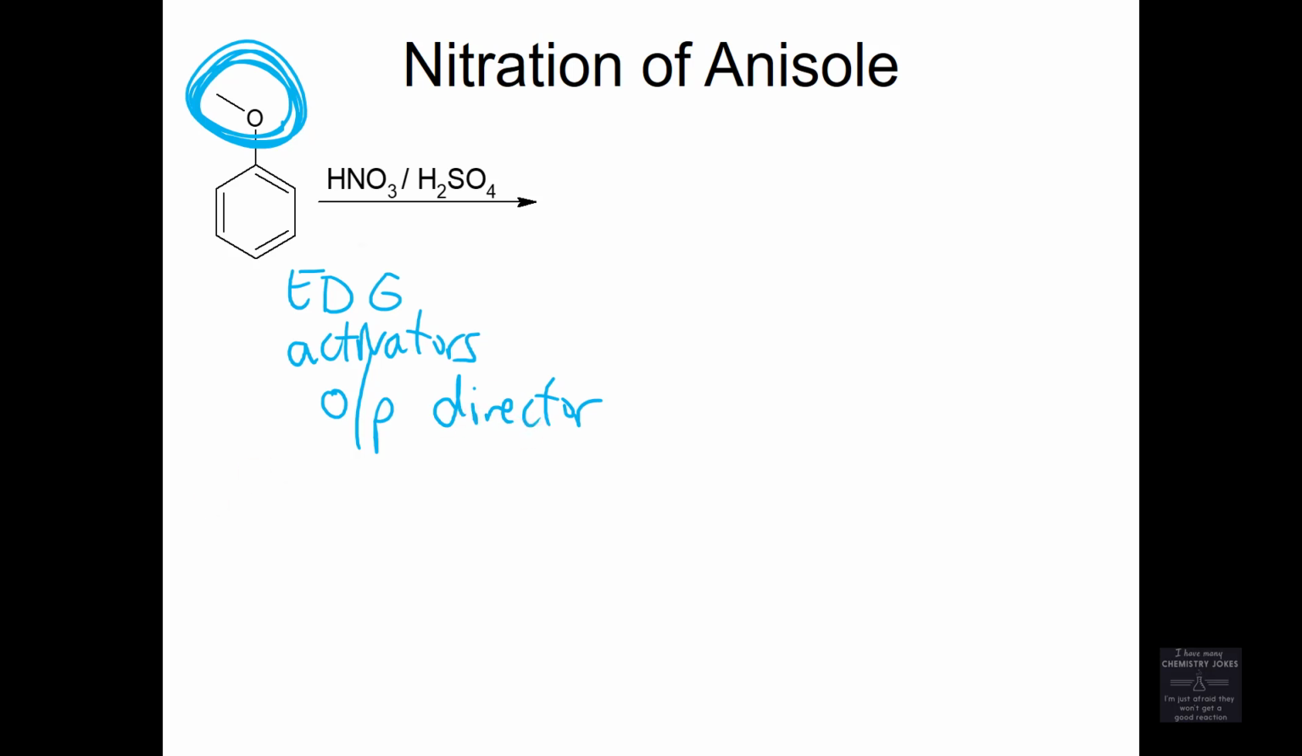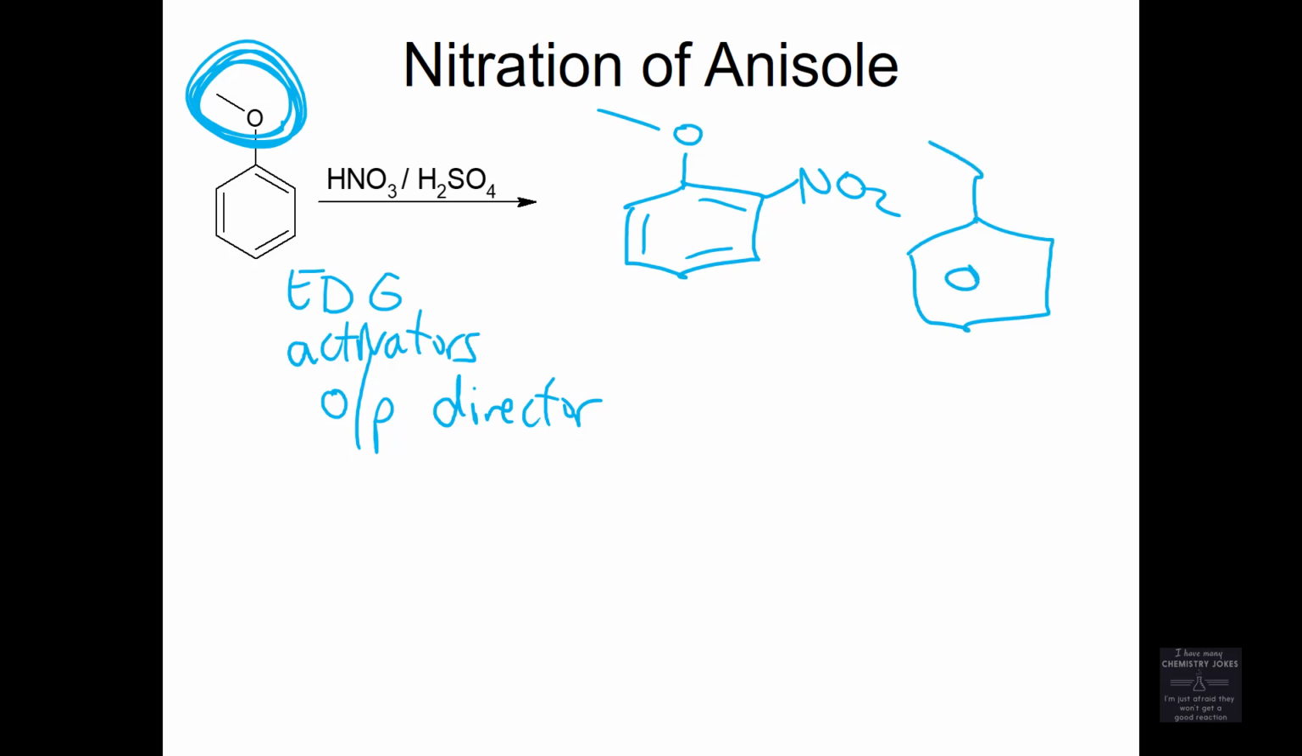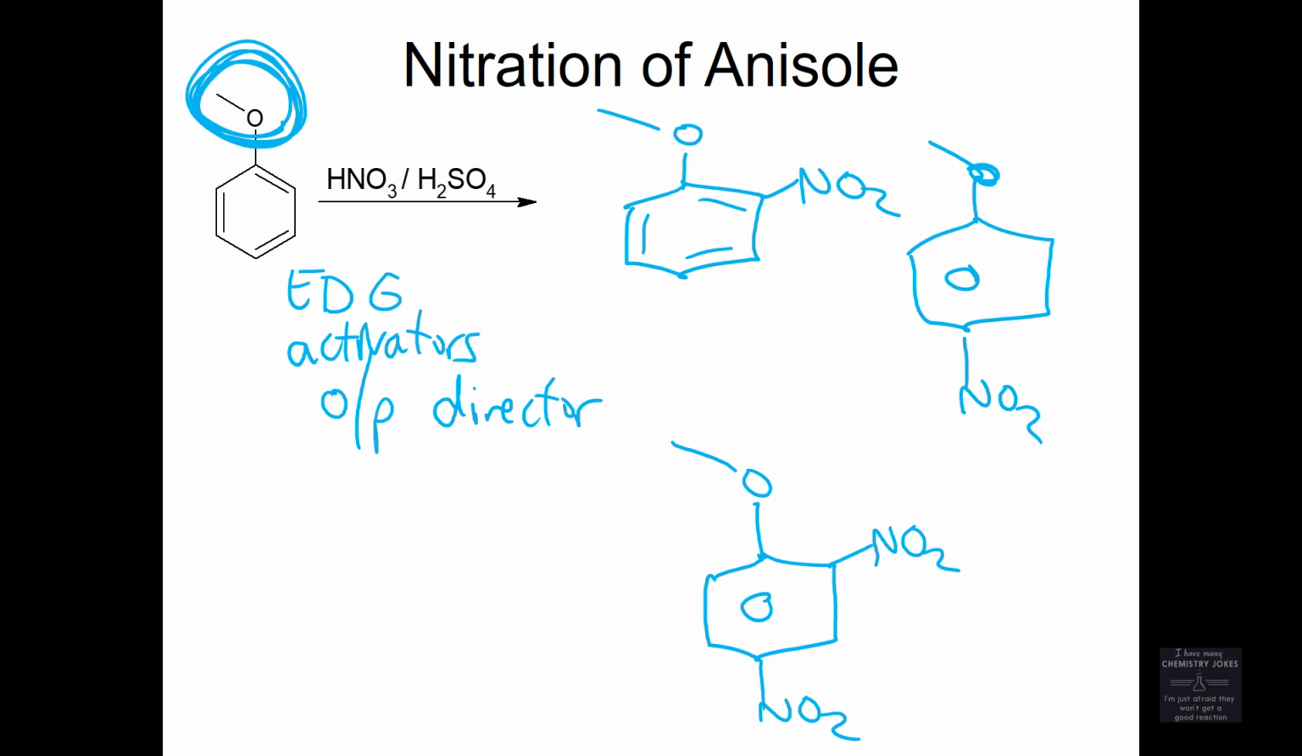Again, what it means to be a director is that it dictates where the new group you're adding goes. This blue circled group dictates that it goes to the ortho and para positions. That does not mean that we get two groups added. It means we get one product where the nitro went ortho and one product where the nitro went para. We don't get any doubly nitrated compounds. We will talk about those kinds of things later.